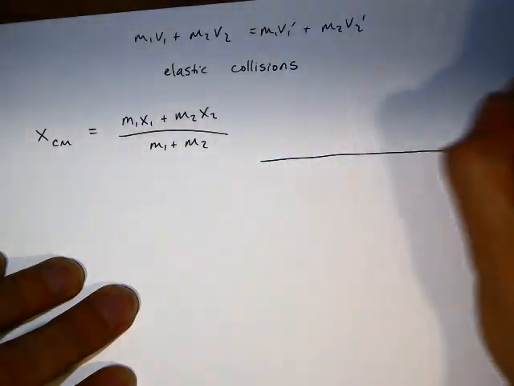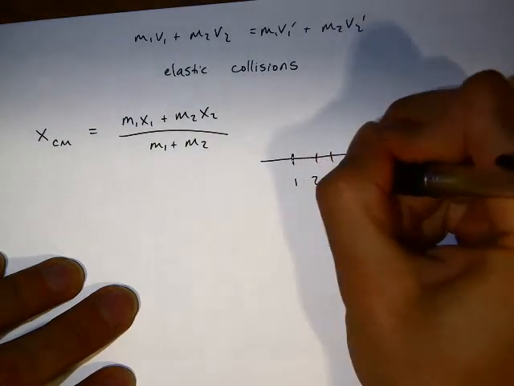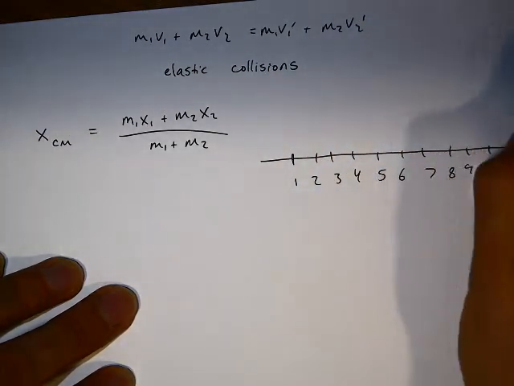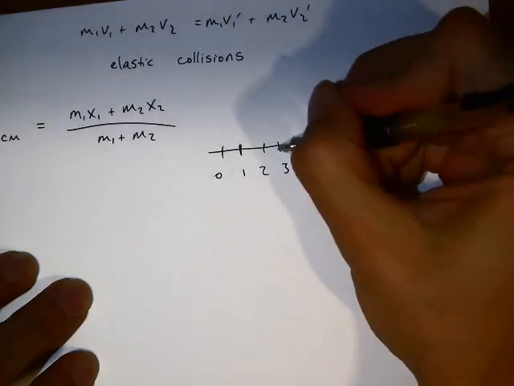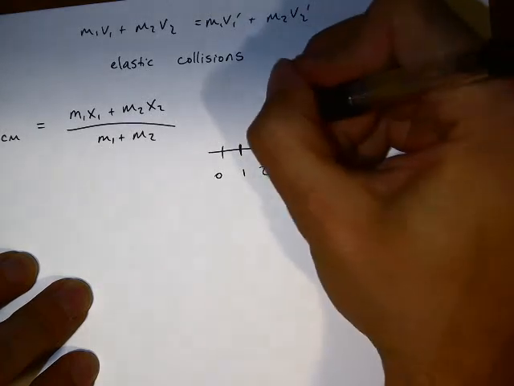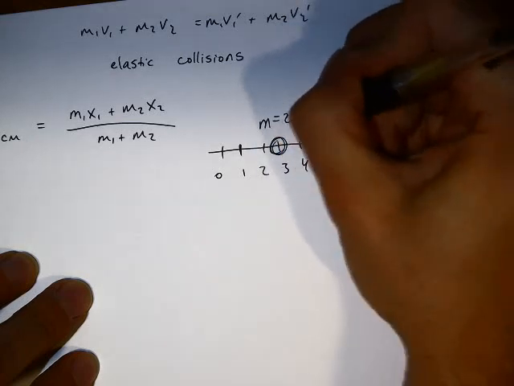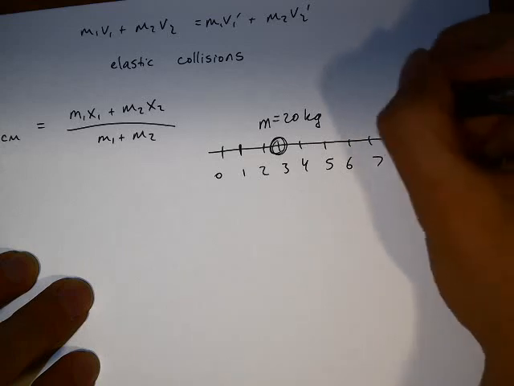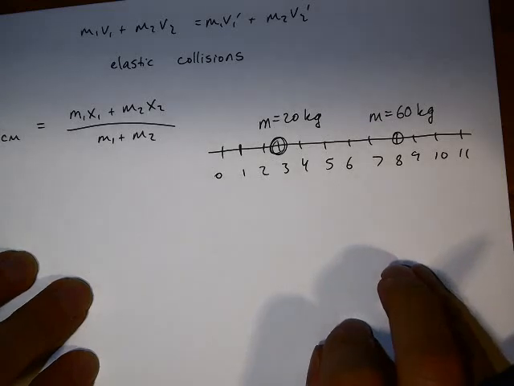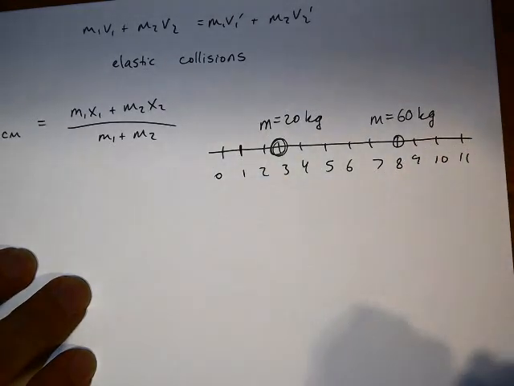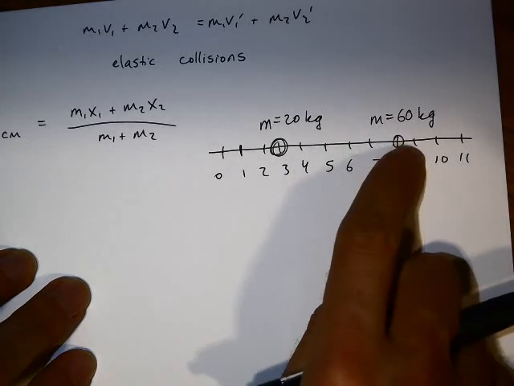So imagine that we have a number line. And at point 3 on the number line, we have a mass of 20 kilograms. And then over here at 8 on the number line, we have a mass of 60 kilograms. So the center of mass, the average location for this mass, is not right in the middle of the two, but closer to the right one, because the right one is heavier.